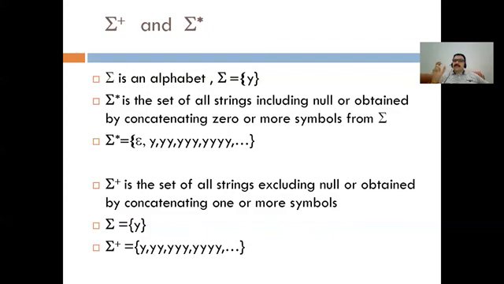So sigma star is nothing but the set of all strings including null, while sigma plus is the same thing except for the null condition. The definition of sigma plus is the set of all strings excluding null, obtained by concatenating one or more symbols. Let us take the same example here. If sigma equals {y}, in this case, sigma plus will be y, yy, yyy, means start from y, but in case of sigma star, it will start from null. So this is the only difference. I repeat the same difference again. In case of sigma star, we write all the possible combinations including null, while in case of sigma plus, we write all the combinations excluding null. So only this is the difference between sigma star and sigma plus.